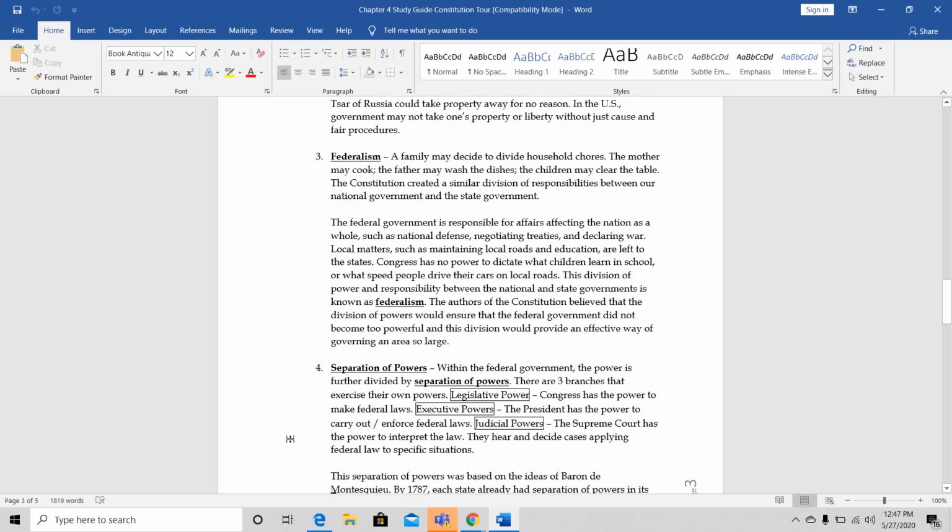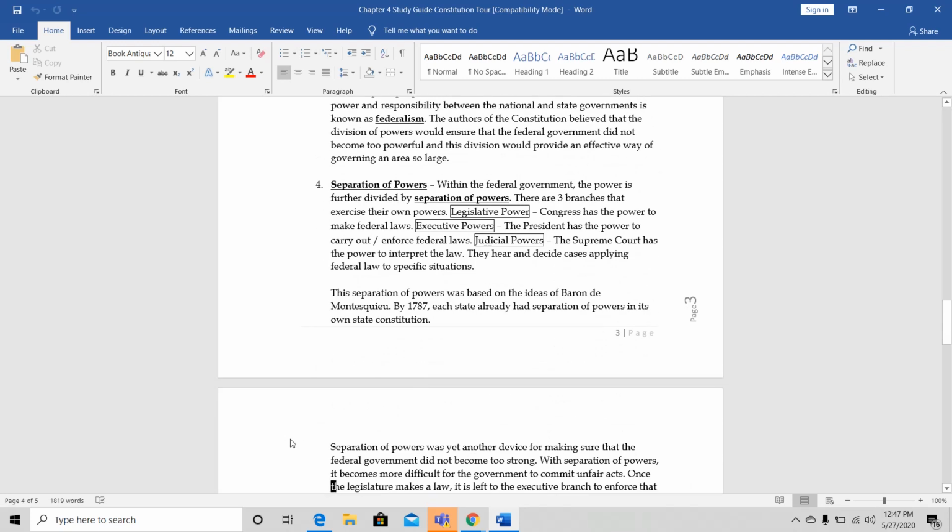So this next one we have right here, guys, is separation of powers. And Rose, I'm really sorry, I didn't mean to jump the gun and cut you off right there. That's okay. Yeah, why don't you jump in?